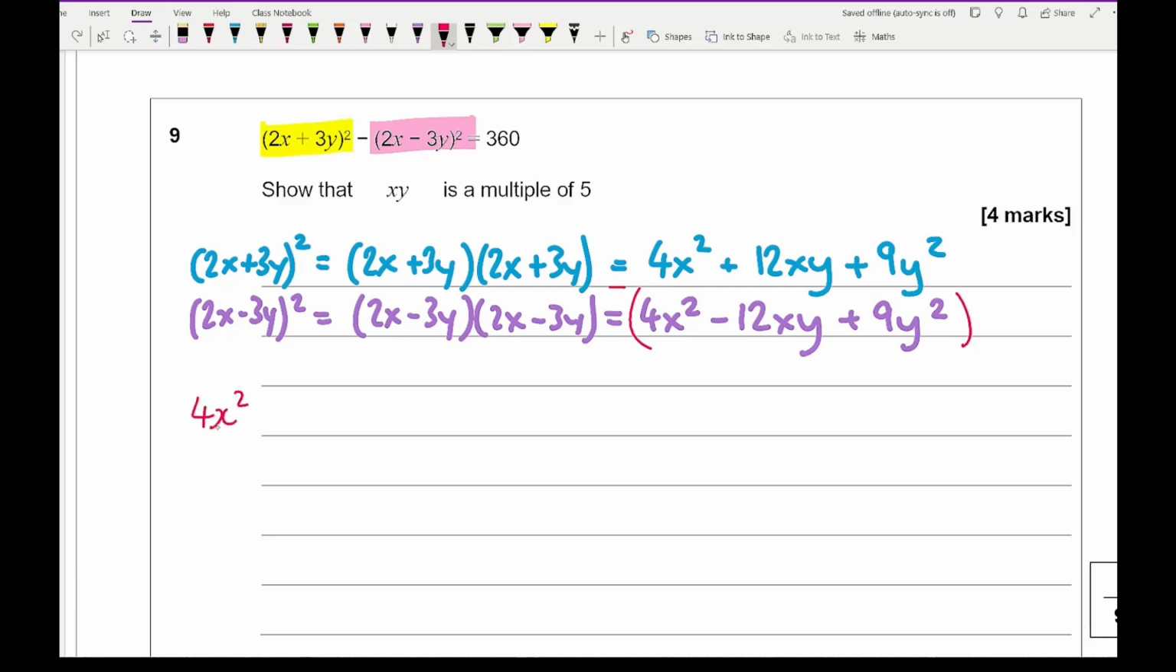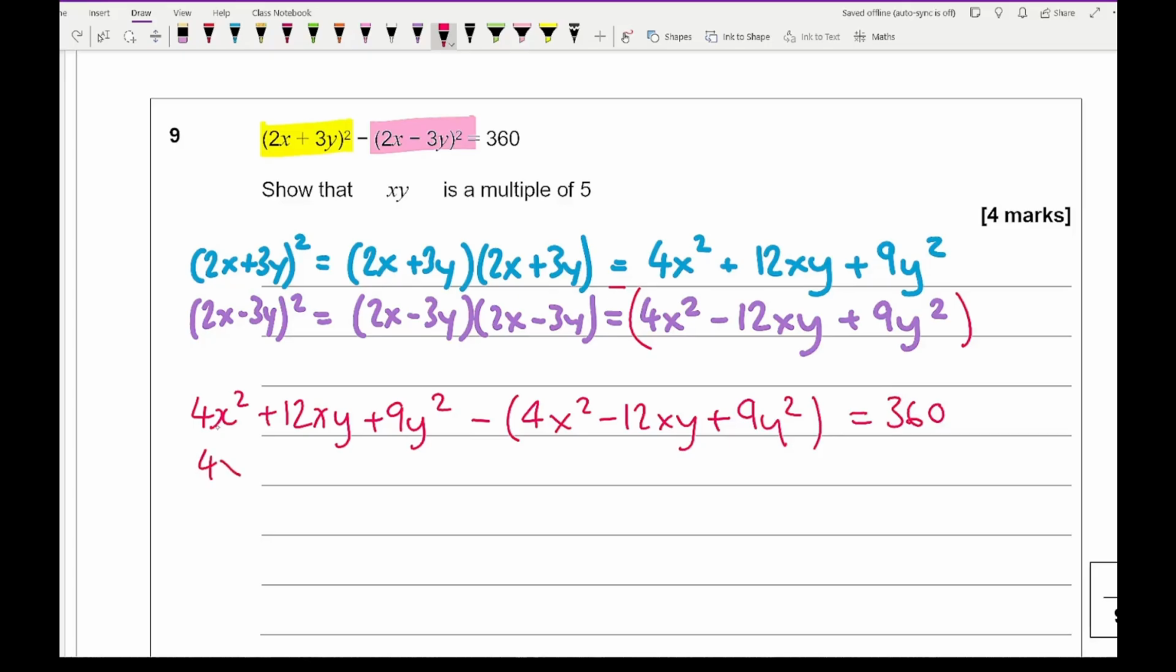So I get 4x squared plus 12xy plus 9y squared, minus 4x squared minus 12xy plus 9y squared, and that all equals 360. Now if I multiply out the negative bracket, the negative sign, I get 4x squared plus 12xy plus 9y squared minus 4x squared plus 12xy minus 9y squared equals 360.